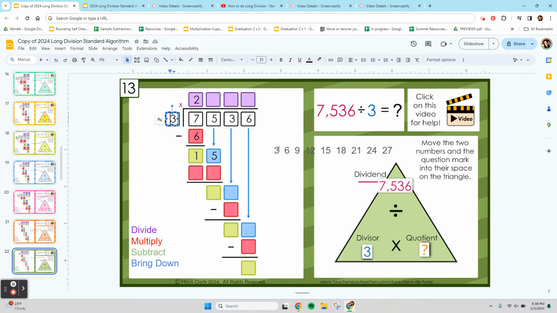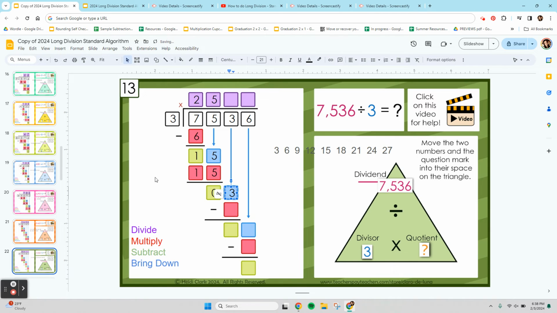Well, 15 divided by 3 is 5, and you can check that here. 1, 2, 3, 4, 5. We multiply it back down now. 5 times 3 is 15. That one fit in perfectly, so there's nothing left over. But you still subtract just to check that. And then we go ahead and we bring down our next digit.